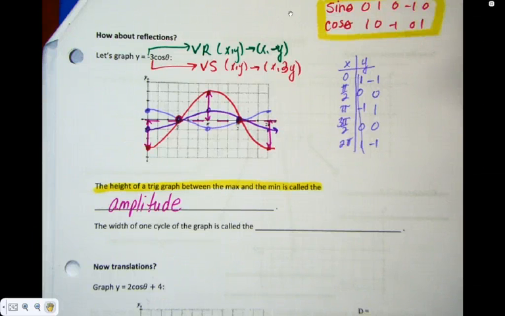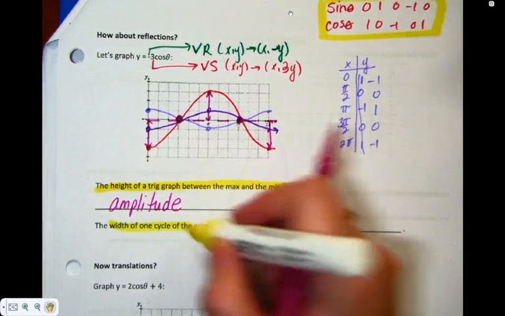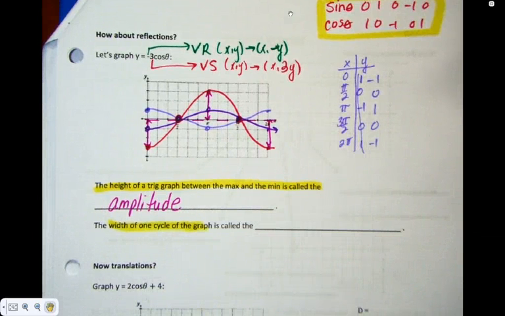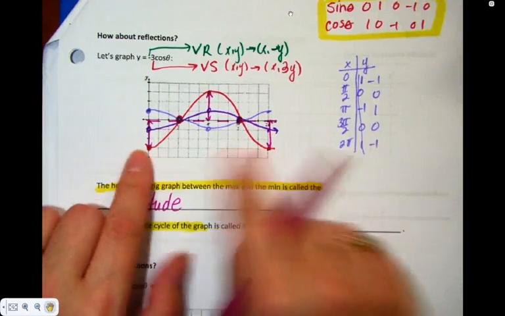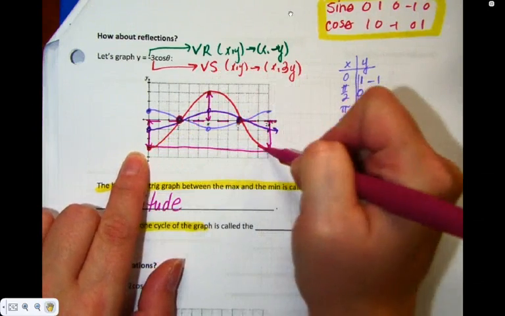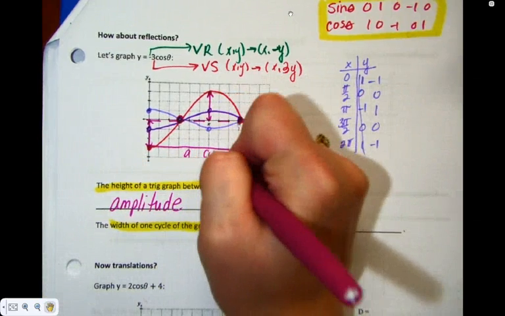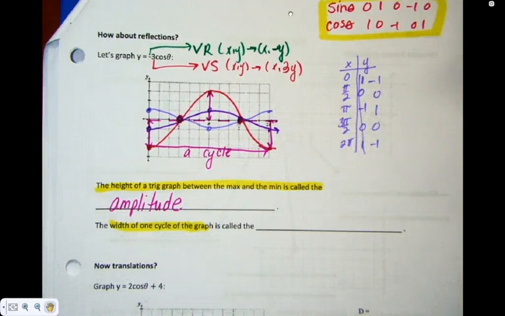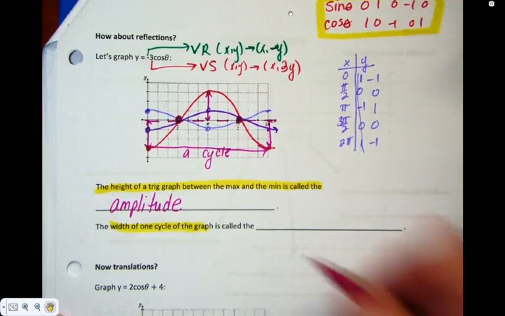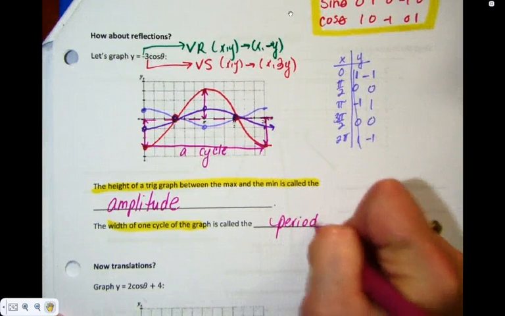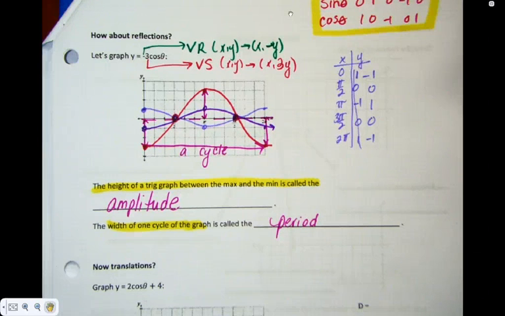The width of one cycle of the graph. By definition, a cycle of the graph is either a min to a min or a max to a max. It doesn't matter because it will all be the same distance. So for this graph, I'll go from a min all the way to the next min. So that's called a cycle of the graph. So the lowest point to the next lowest point, or I could have measured highest point to the next highest point. Physics people, it's called the period of the graph. Also known as frequency to physics people.